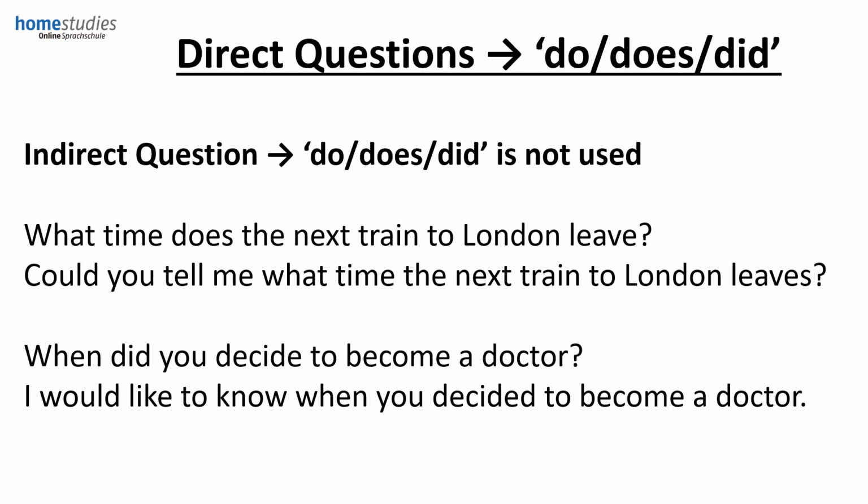Now, direct questions with do, does, or did. If you're going to make that into an indirect question, you do not use do, does, or did. So let's have a look at some examples. The first one, direct question. What time does the next train to London leave?